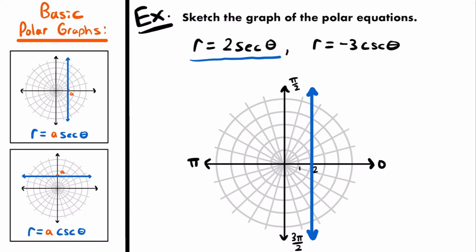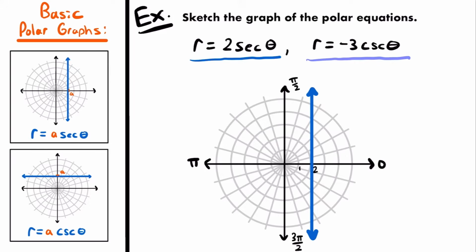But now for our second equation, we have r equals negative 3 times cosecant theta. That's not going to be a vertical line, that's going to be a horizontal line, right? When we have r equals some constant a times cosecant theta, that's going to be a horizontal line that passes through that value of a. However, in this case our value of a is negative. We have negative 3 times cosecant theta. So instead of our line being above the polar axis, we're going to need to reflect it to the other side, below the polar axis.